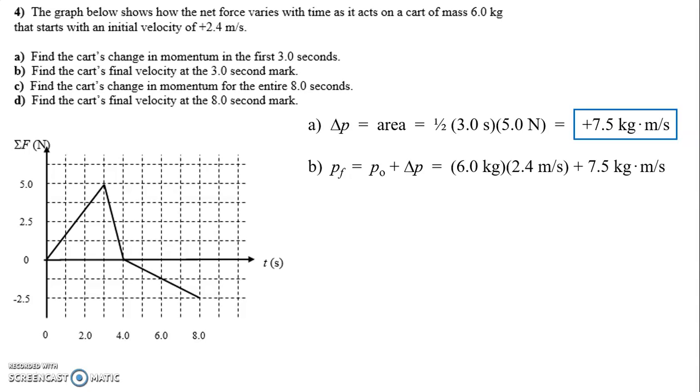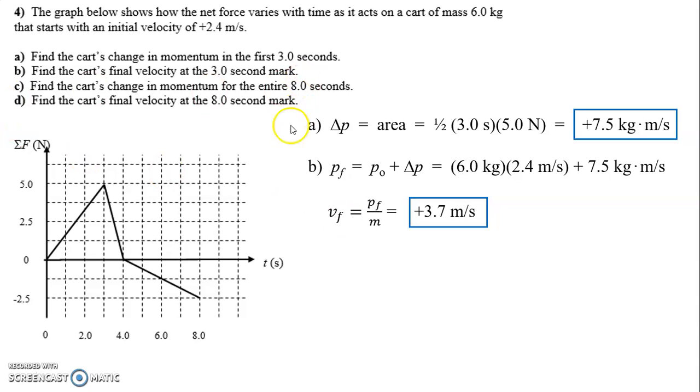Just putting the numbers in here. This would get us the final momentum. How do we find the final velocity from that? Well, p_f equals m v_f, so solve for v_f by dividing the final momentum by the mass. And we should be getting positive 3.7 meters per second. Remember, it does ask for velocity, not speed, so we need the direction on there. Does this make sense? Well, the object started at 2.4 meters per second and it gained momentum, so we should expect that it's moving faster now.